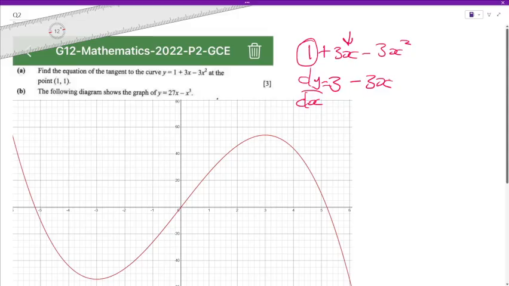I've differentiated the function. Then here, where there is x, I'll plug in the x coordinate. The coordinates I have are 1, 1. So it will be 3 minus 3 times 1 there. I plug in the x coordinate. The x coordinate is a 1.